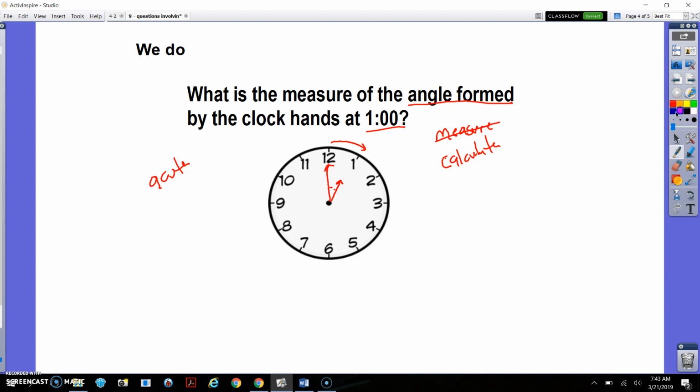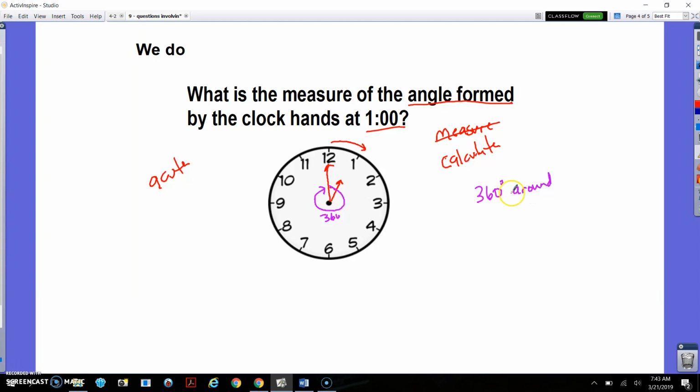So let's use some reasoning here. The way I'm going to attack this, I know all the way around the clock is 360 degrees. And so this is a fraction of the way around, right? It is 1 out of, let's see, 12, duh. 1, 2, 3, 4, 5, 6, 7, 8, 9, 10, 11, 12.